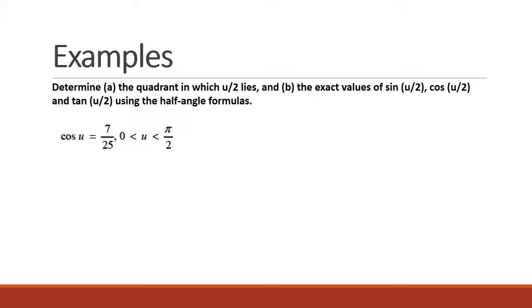We know that the original angle is in the first quadrant. Well, if the original angle is in the first quadrant, what quadrant does half of that angle have to be in? It's kind of a common sense thing. So think about that. Pause the recording, give this a try, and resume to check your answer.